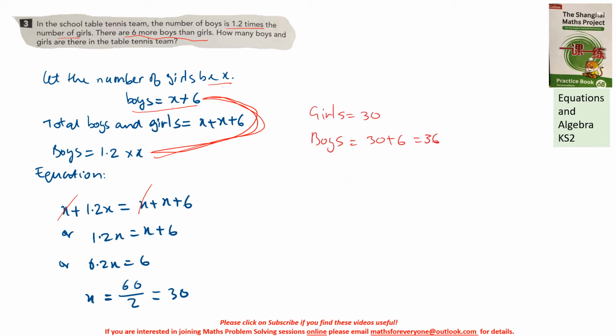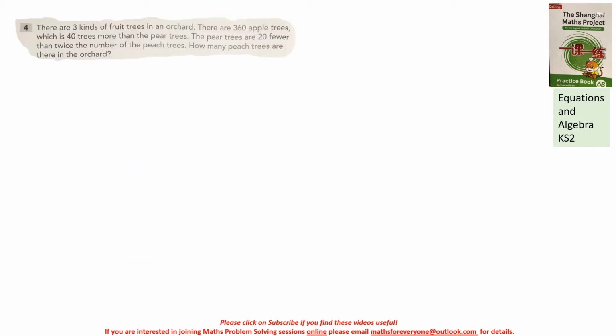The next one I did is question 4. There are 3 kinds of fruit trees in an orchard. There are 360 apple trees, which is 40 trees more than pear trees. The pear trees are 20 fewer than twice the number of peach trees. How many peach trees are there in the orchard?